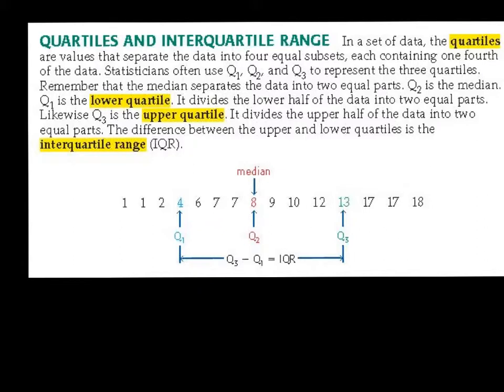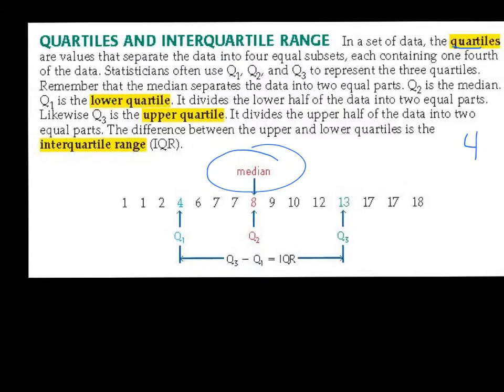Now, the root word of quartile is quart, which we know means it's breaking something into fourths. In a set of data, the quartiles are values that separate the data into 4 equal subsets, each containing 1/4 of the data. Statisticians often use Q sub 1, Q sub 2, Q sub 3 to represent the 3 quartiles. Remember that the median separates the data into 2 equal parts. Q2 is the median, which is usually referred to as median.